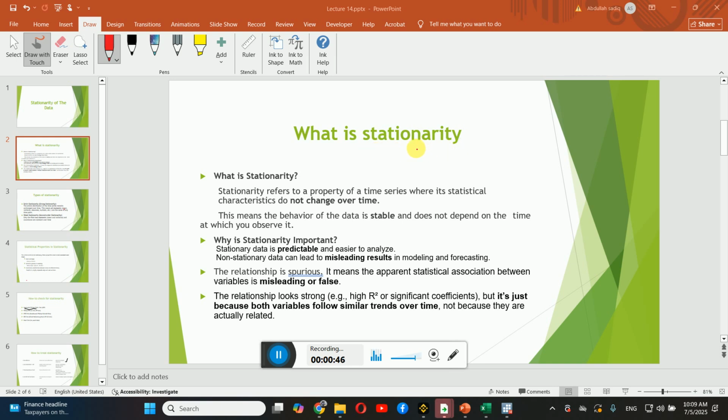Keep in mind, dear students, stationarity is not part of those assumptions. Simply you can say stationarity is not part of the CLRM and the Gauss-Markov assumptions. It's just talking about the property of the time series data.